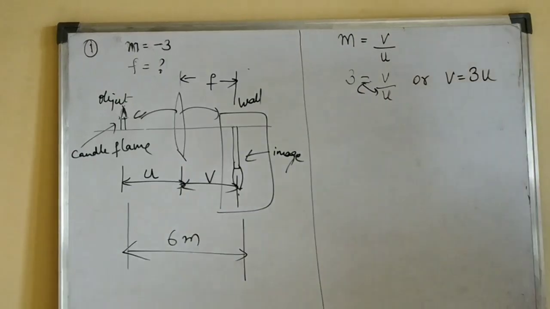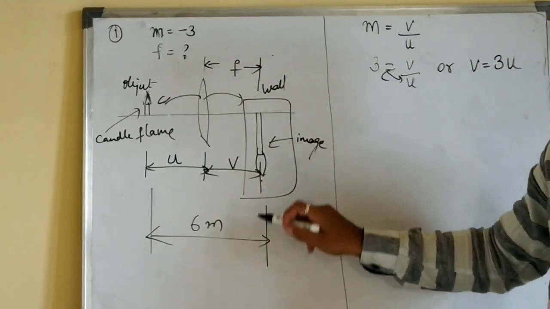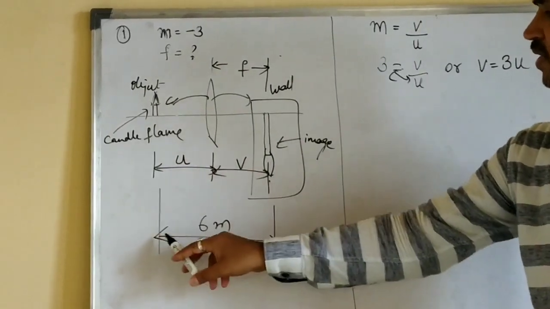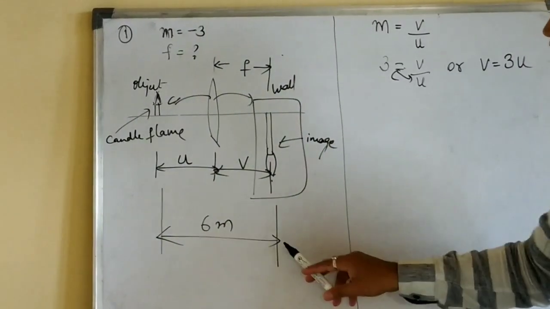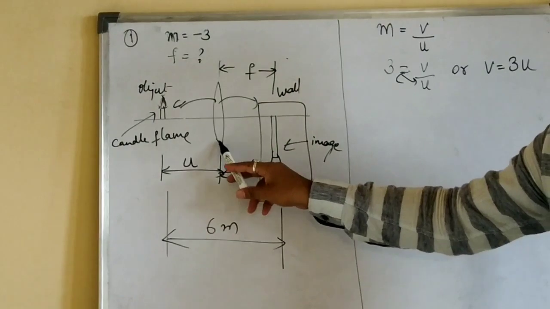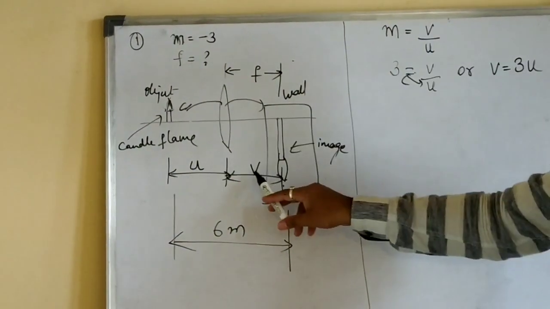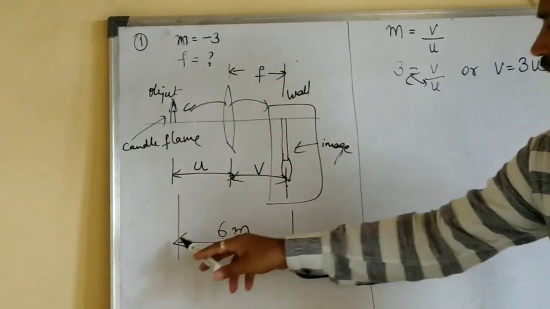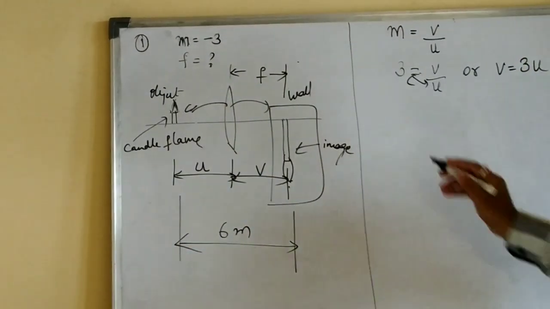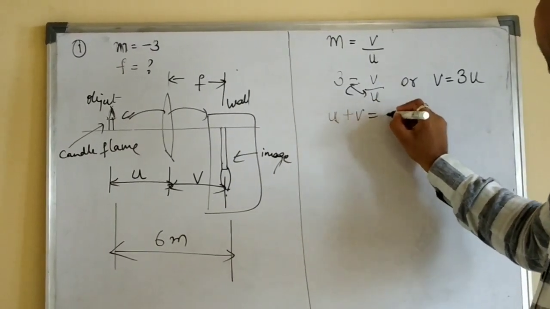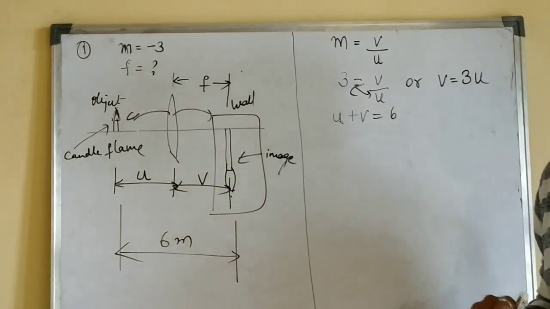Now, the distance of this image from the object is 6 meters. The 6 meters means what? From the lens to the object is u. From the lens to the image, that is the wall, is v. If you add u plus v, you get 6 meters. Therefore, u plus v is equal to 6 meters.